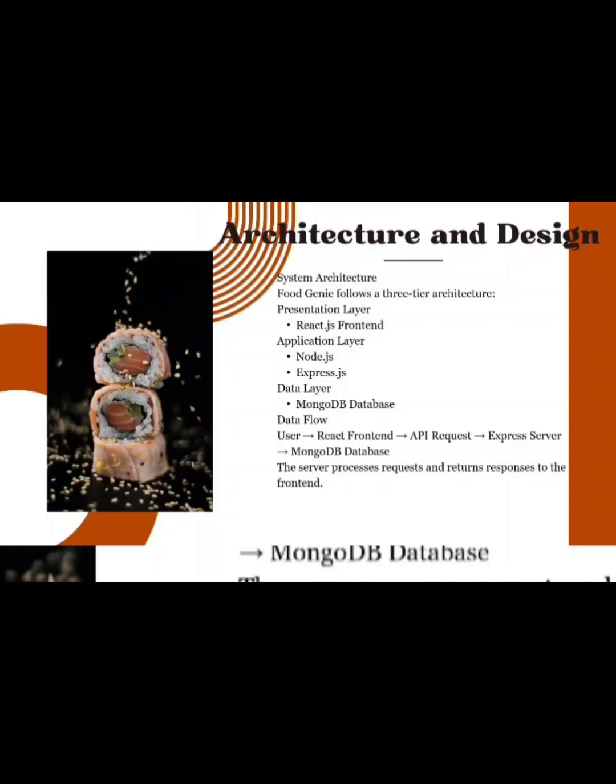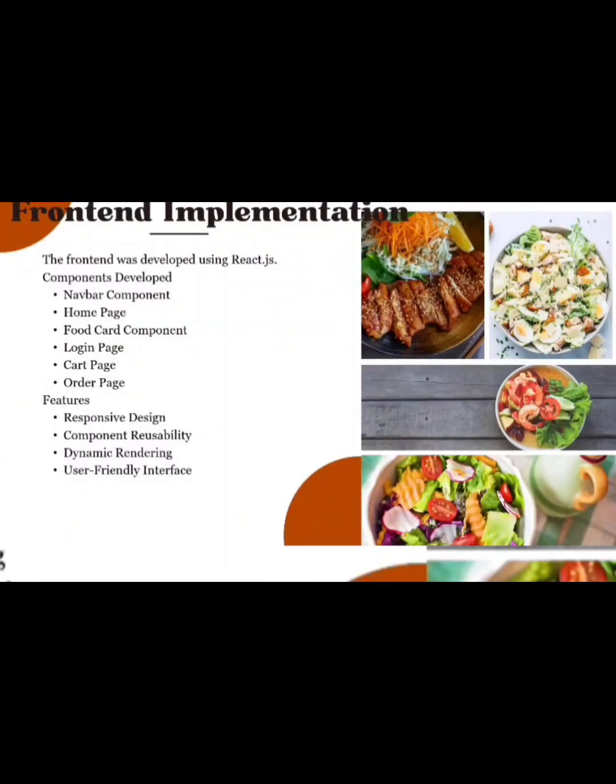The third layer is the database layer. MongoDB stores all user information, food details, and order records. The overall data flow is simple. The user performs an action on the front end and the front end sends an API request to the backend. The backend processes the request and communicates with MongoDB. After retrieving or updating data, the backend sends a response back to the front end, which will display the result to the user.